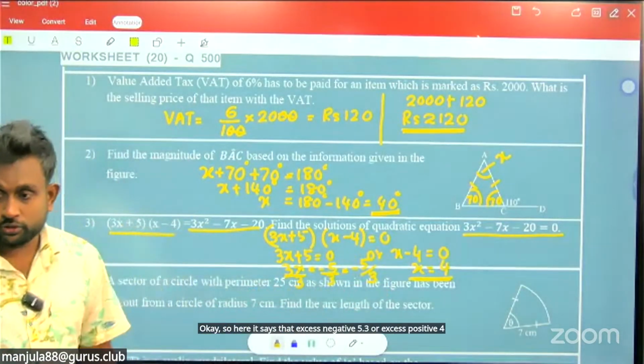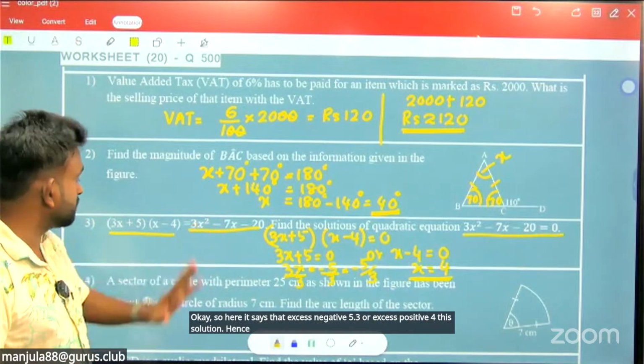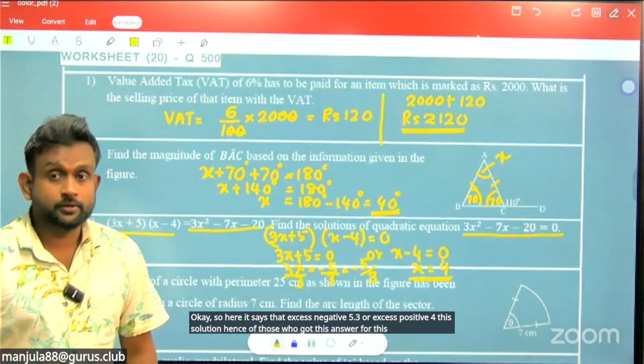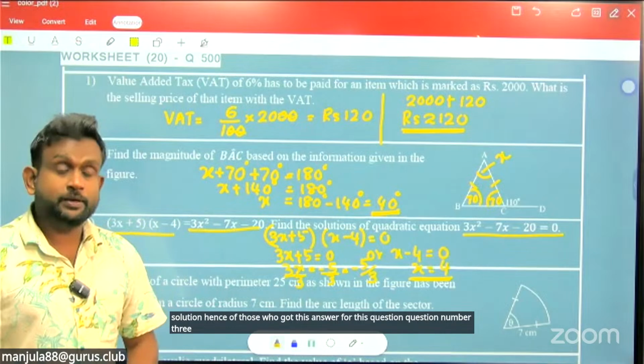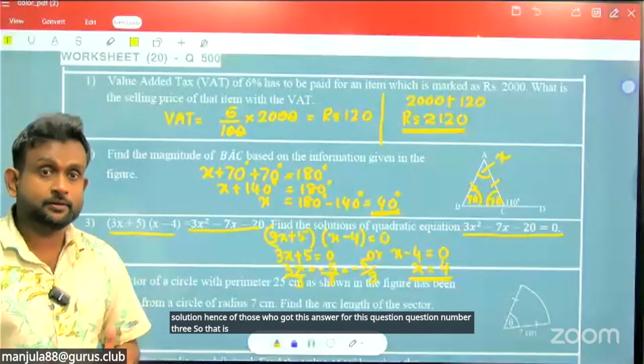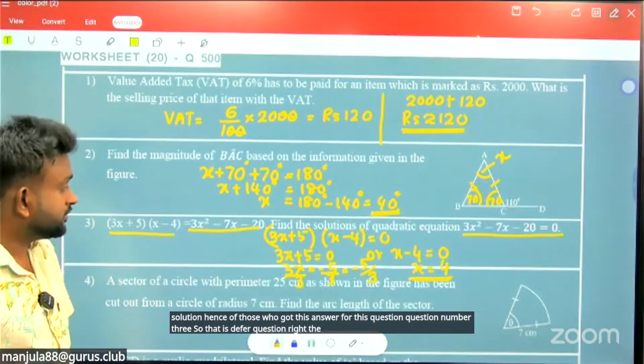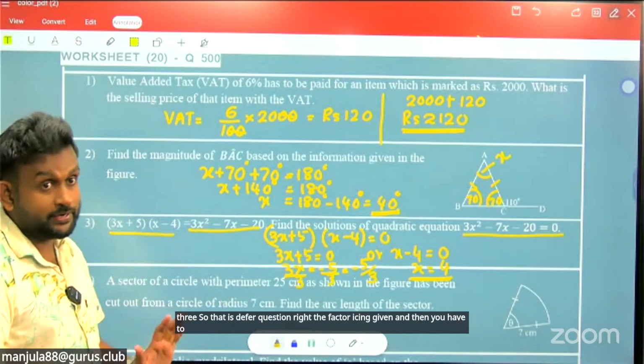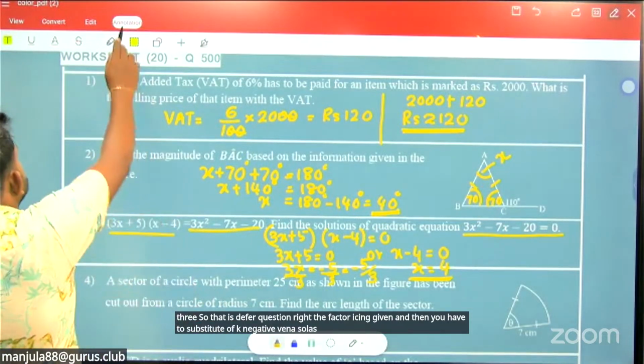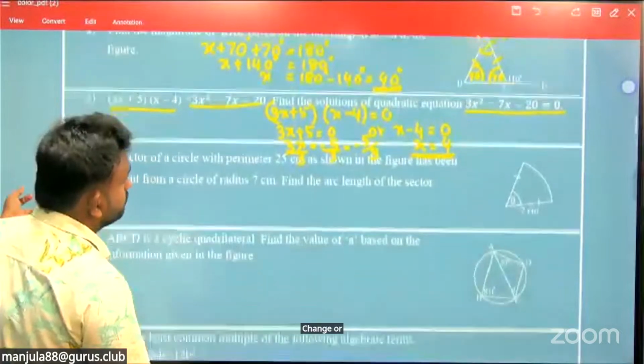These are the solutions. Hands up those who got this answer for this question. Question number 3. That is a bit different question. The factorizing is given, and then you have to substitute. But when all change, all are different one to one.